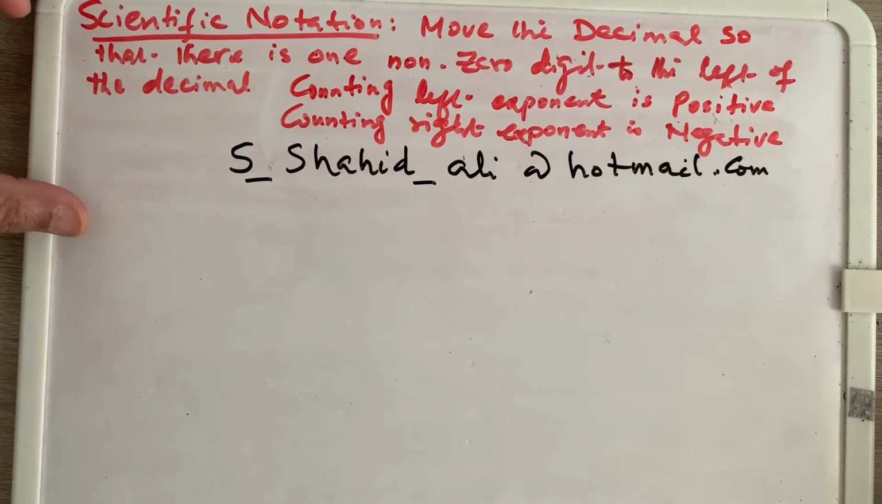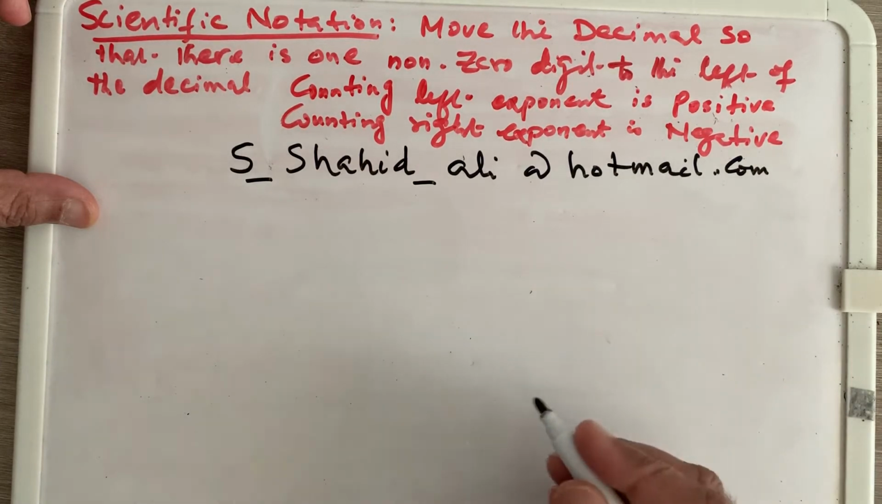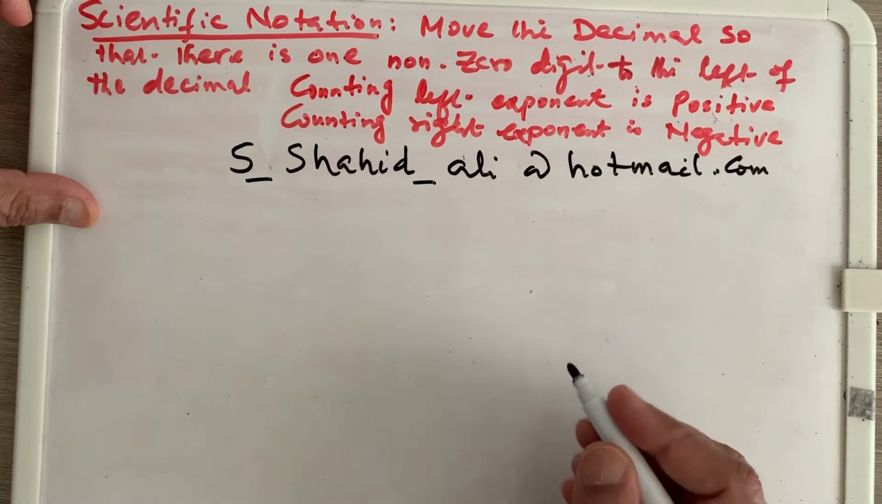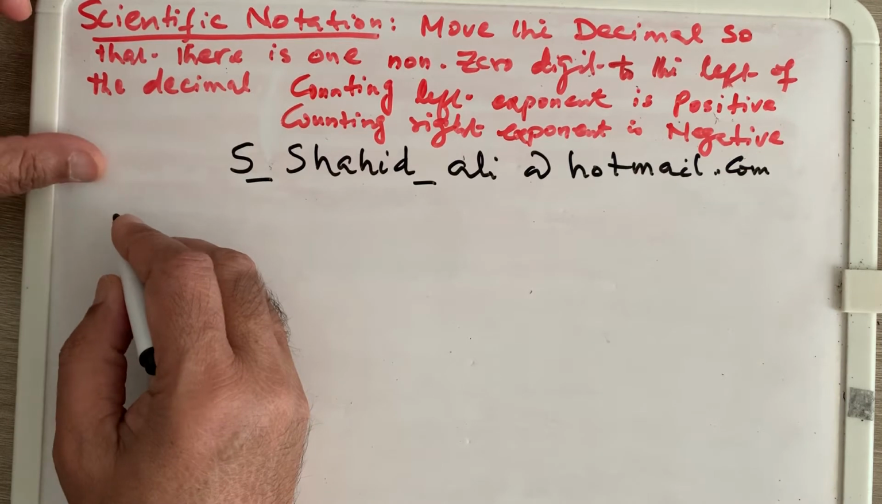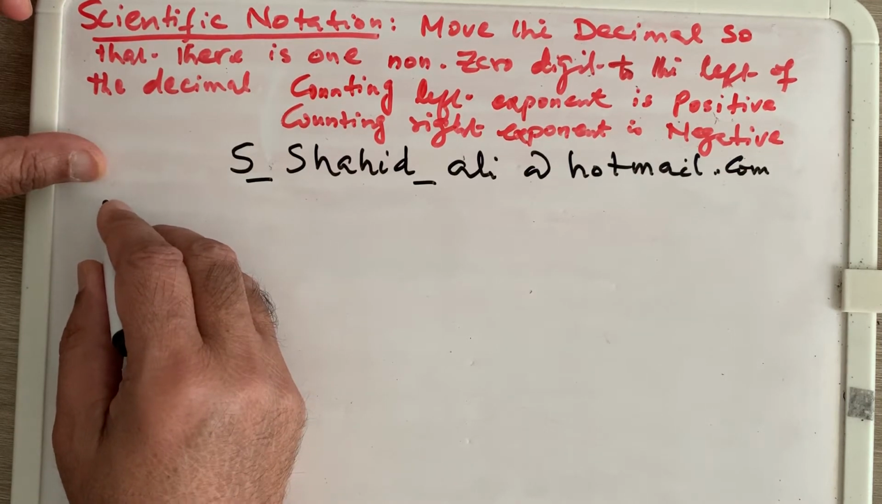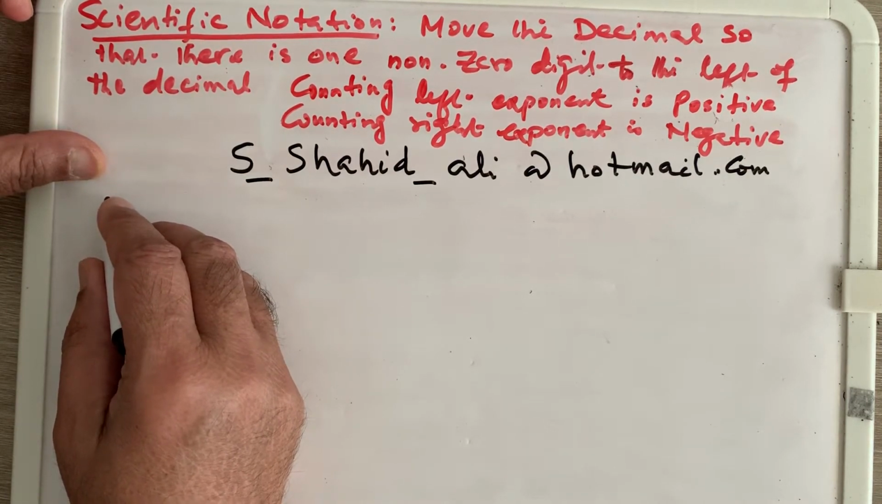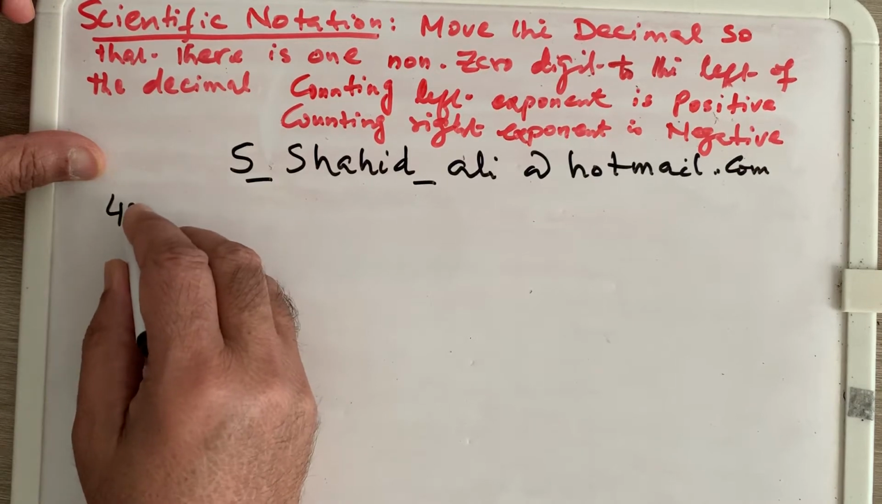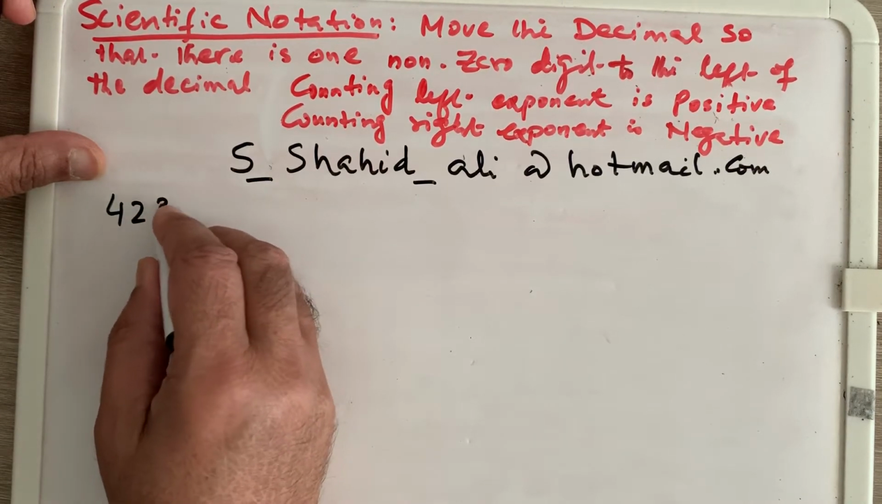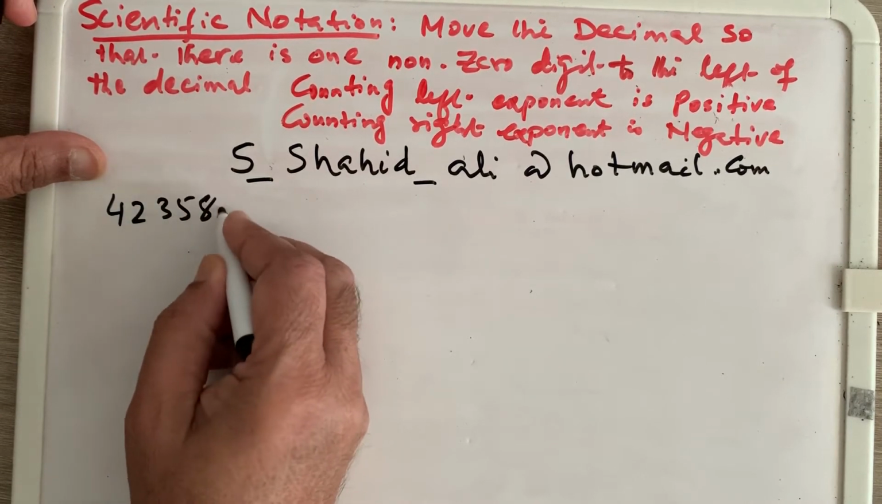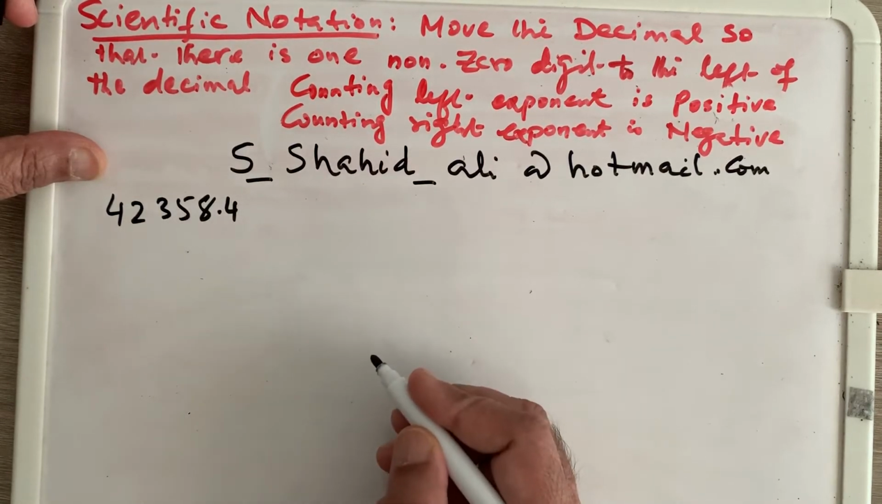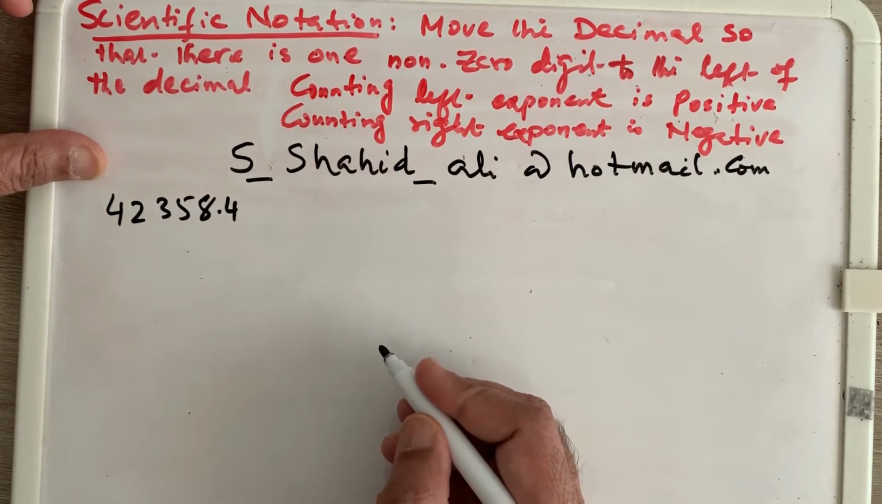Now last time we have done scientific notation, and I promised to give you some more practice. In this practice, we will have two examples. For example, the first example is I have to write 42358.4. Let's say this is the number, and I have to write it in scientific notation.